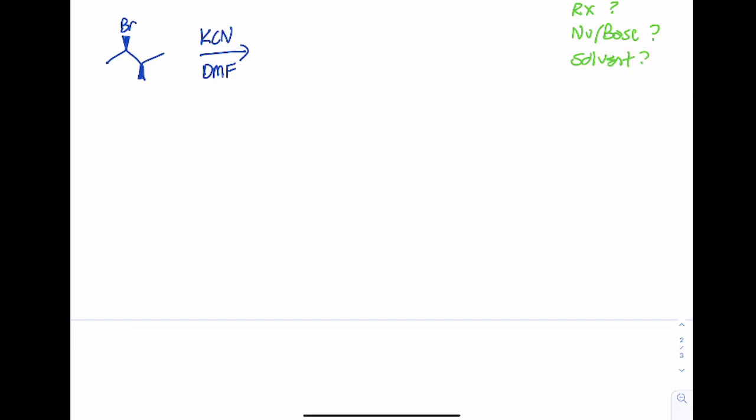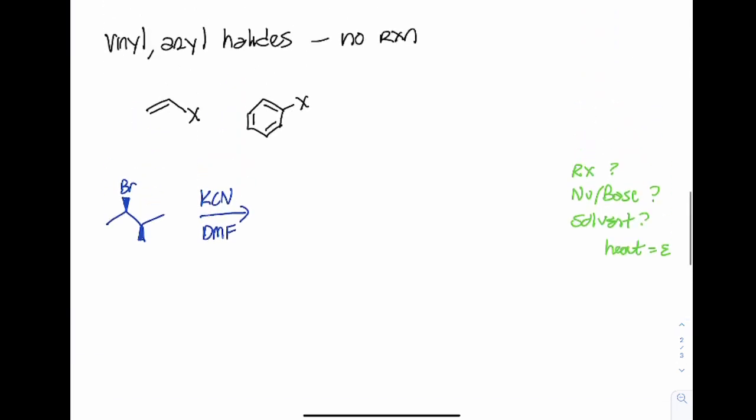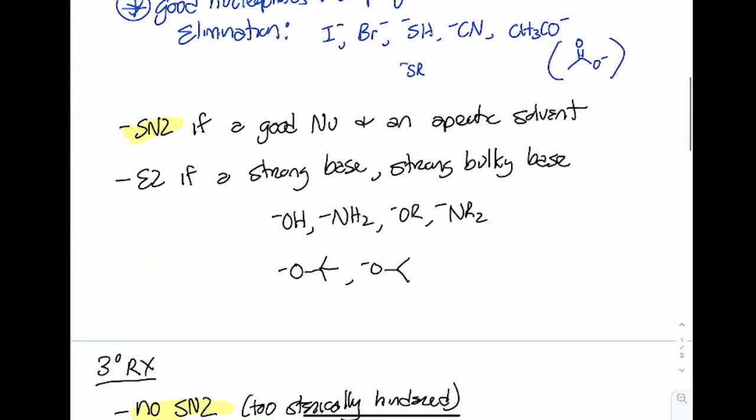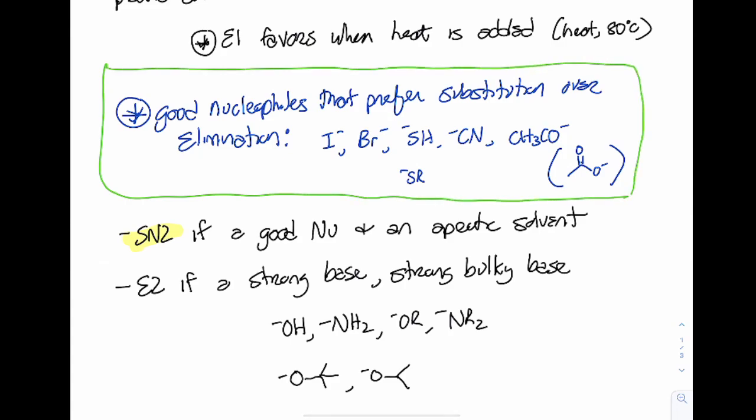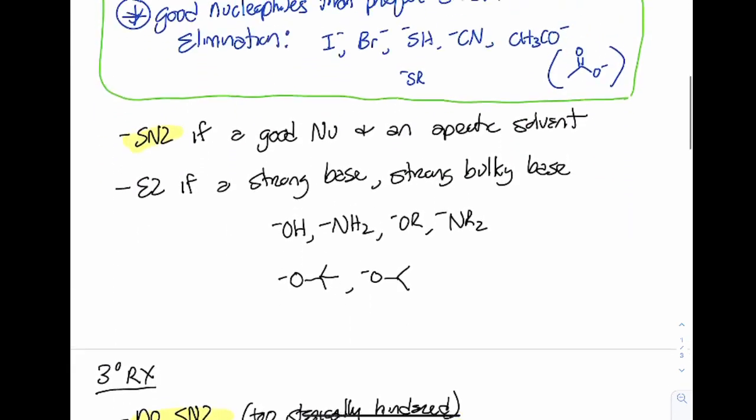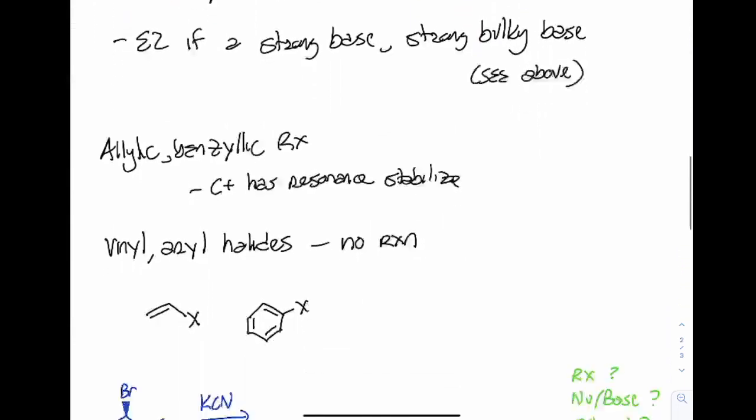Other things to pay attention to: do we have heat, right? Remember, heat is going to prefer elimination, so E1 usually, E2 if it's a strong base, but it's going to prefer elimination in general. And then that list of good nucleophiles that we had up here, right? This list is going to be important. Is it one of those, something that prefers substitution over elimination? So we do want to keep that list in mind also. Maybe we'll just copy it down here again.